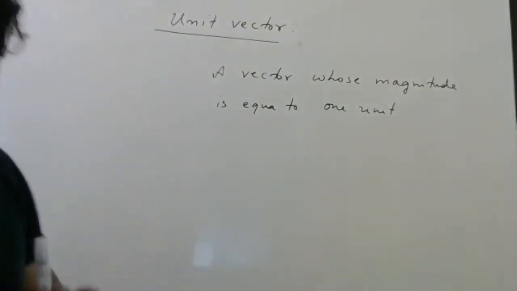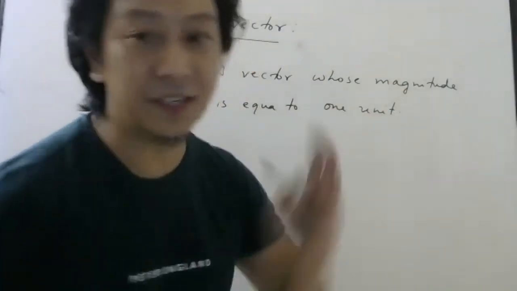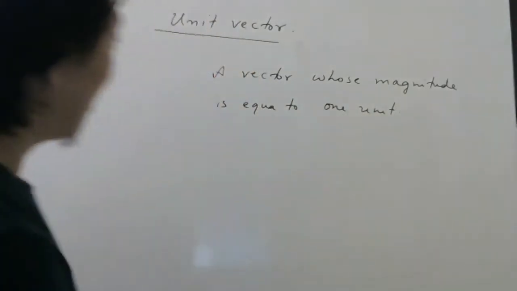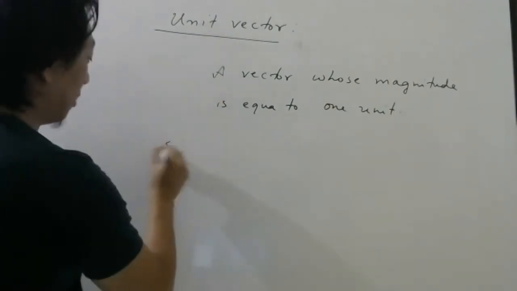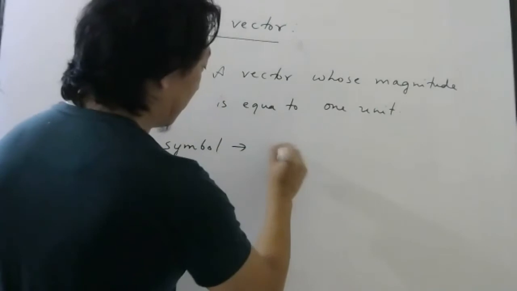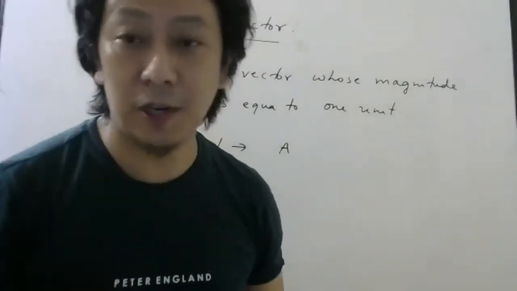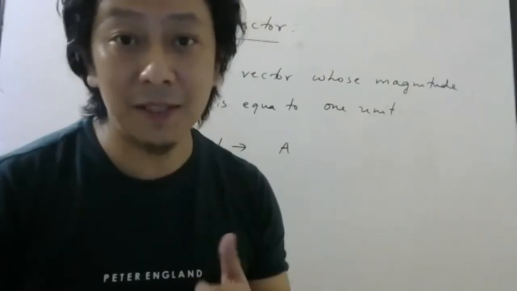So unit vector means what? A vector whose magnitude is equal to 1 unit. Now, the way we write a unit vector is like this. The symbol is we write some letter, A let's say, but you cannot put a bar. That arrow mark you cannot put, because if you put an arrow mark, then it means vector.